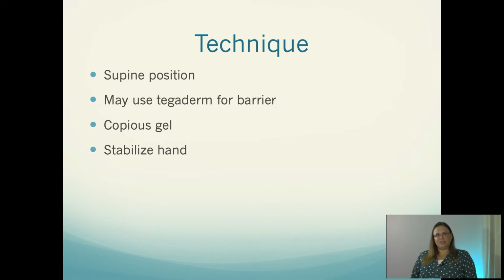You're going to have the patient in the supine position. You can use Tegaderm as a barrier. So you're going to apply the Tegaderm right over the patient's closed eye and then apply the gel over the Tegaderm. You want to use lots and lots of gel, so you want to fill the depression above the orbit and make sure that you're stabilizing the hand on the patient.